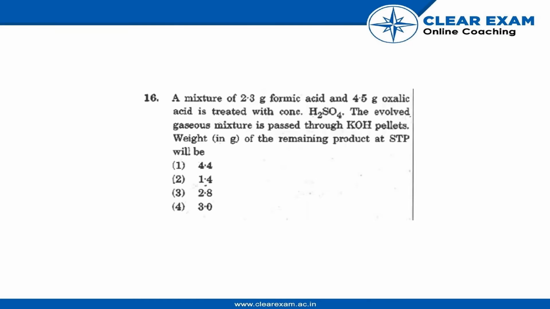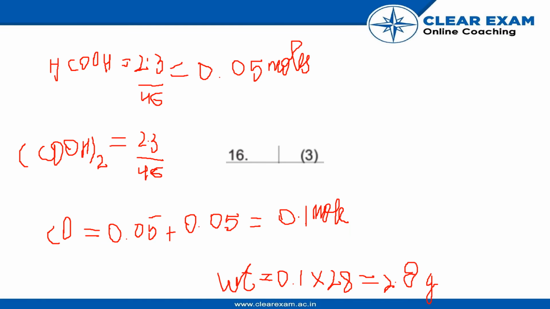Concentrated H2SO4 is a strong dehydrating agent. So now we can find the moles of HCOOH and (COOH)2. The moles of HCOOH will be 2.3 divided by 46, so it will be 0.05 moles, and for (COOH)2, similarly, it will be 4.5 divided by 90, that will be equal to 0.05 moles.